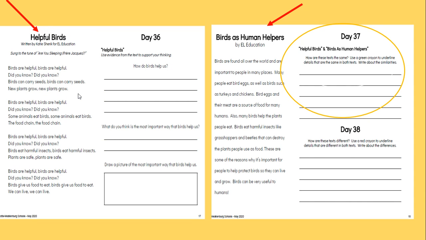Now it's your turn. You are going to read this article, which is called Helpful Birds, and this article called Birds as Human Helpers. And then you are going to complete your work using the lines provided. You're going to write how the two texts are similar on these lines. Be sure you have page 17 and 18 from your learning packet. If you don't have it, just write your response on a sheet of notebook paper.